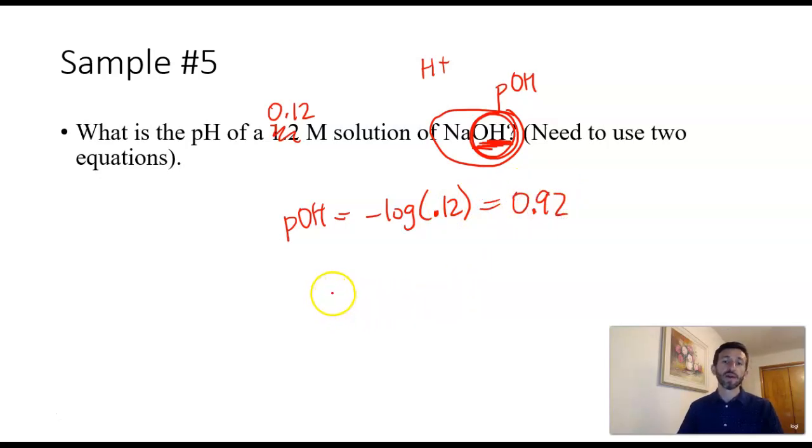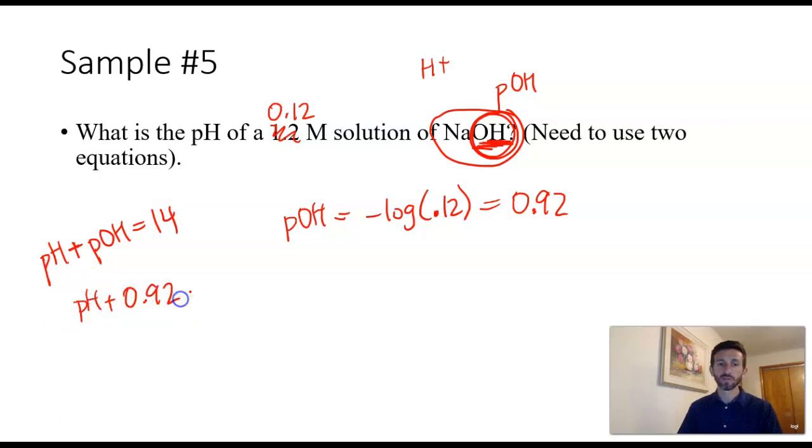Well, now I know my pOH. Is there a way in those equations to find the pH? There are different ways that you could use. The easiest one is just knowing that pH plus pOH equals 14. So if my pH plus 0.92 equals 14, I know that my pH is 13.08. And it's as simple as that.